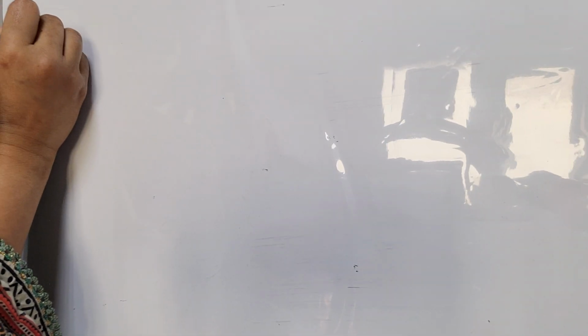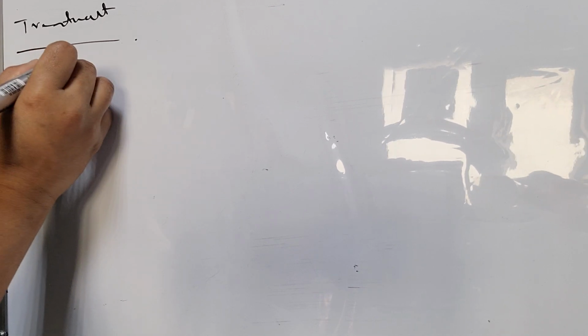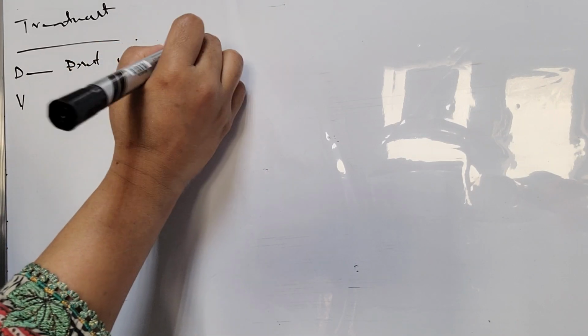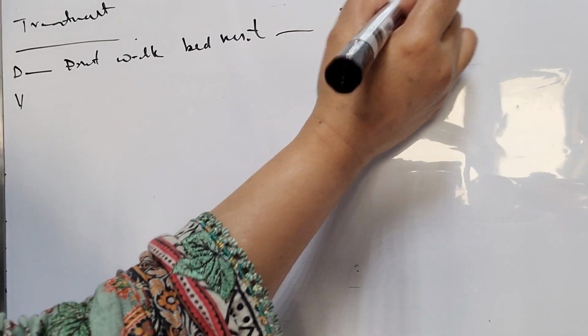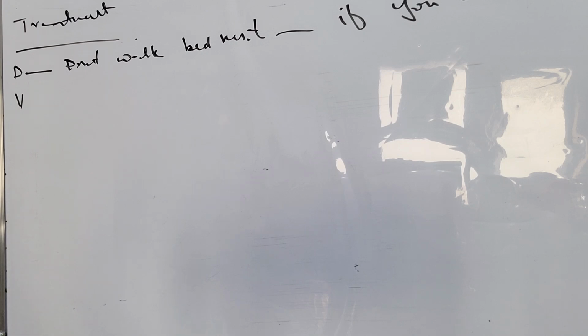Now, what's the treatment? Treatment, keep in your mind DVT. D means don't walk, bed rest. If you have a clot, meaning no treatment has been given yet and the clot is still there, we will tell the patient don't walk, keep bed rest, because if he walks, the thrombus will travel to other parts of the body like the lungs, and it will cause pulmonary embolism, so it will become a medical emergency. So we will tell the patient don't walk, keep bed rest.